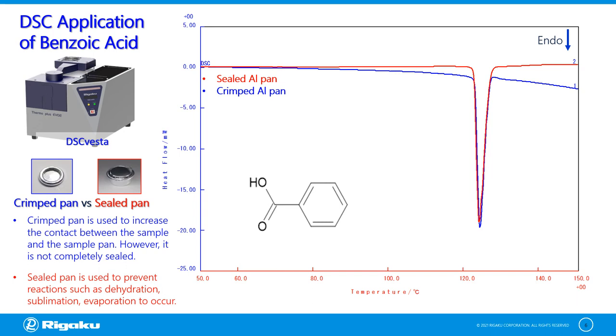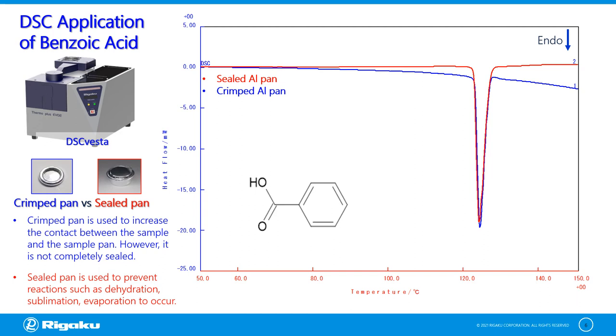Benzoic acid is used in food and in pharmaceutical as an active ingredient for antimicrobial and antifungal preservative. It is a subliming material, which means that the material changes from solid to gas phase. The crimped aluminum pan reveals a baseline shift towards the endothermic direction from 100 degrees centigrade due to sublimation, followed by another endothermic peak at 120 degrees centigrade due to melting.